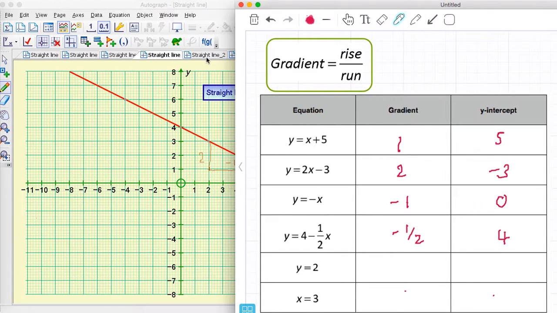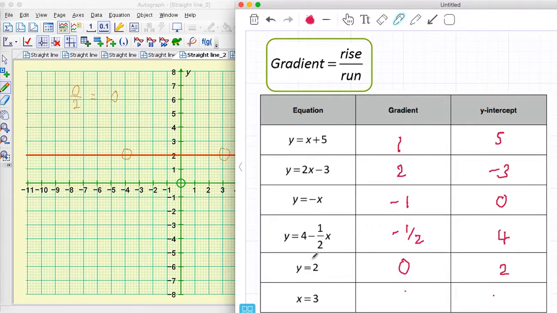Let's look at this special line that we had here. And remember that we said the gradient here is 0. Where's the y-intercept? 2, because it's on its own, not part of the, it's not with x.